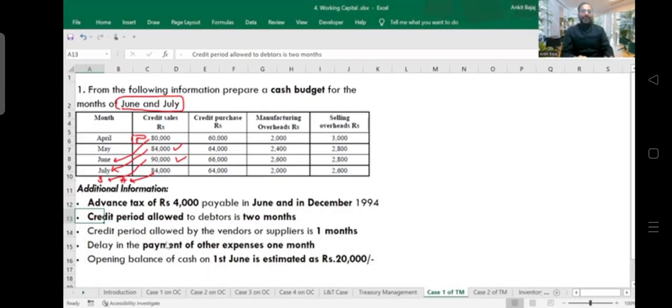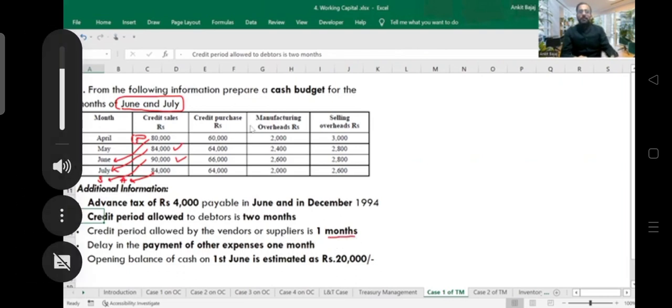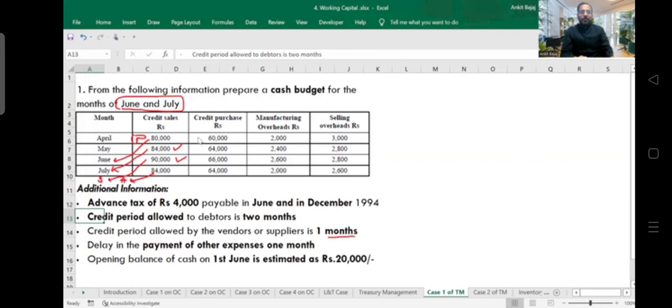Now, if you see credit purchase, credit period allowed by vendor or supplier is of 1 month. It means if you have purchased any goods in the month of April, you will be making the payment in the month of May. This 64,000 payment you will be making in the month of June. This 66,000 payment you will be making in the month of July. And this 64,000 payment you will be making in the month of December.